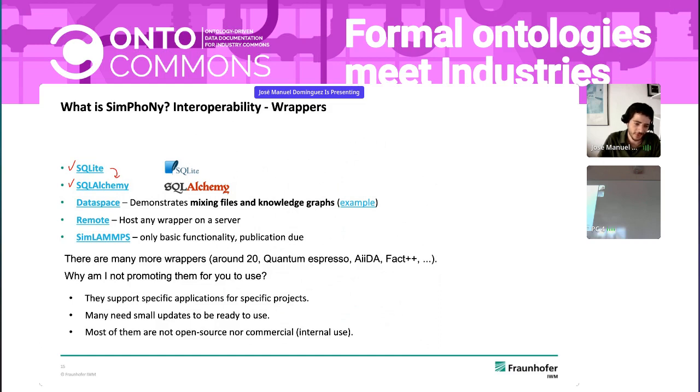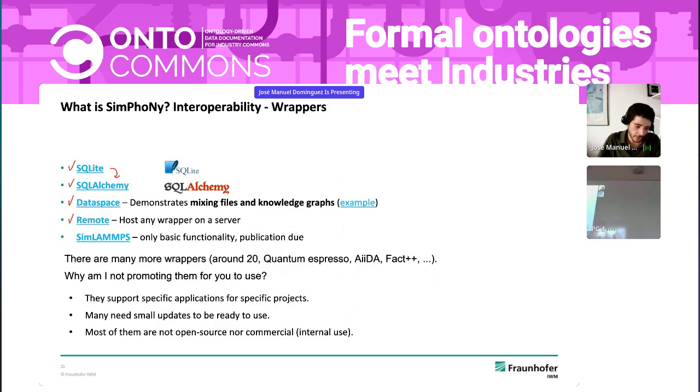Then there is also a very simple wrapper called the dataspace wrapper that is actually based on the SQLite one, but it demonstrates how Symphony mixes files and knowledge graphs. I can even show you an example later if you are interested. This one is also included. And then there is this remote wrapper, which serves to connect to a wrapper opened in any server. So you can not only work locally, but also remotely.